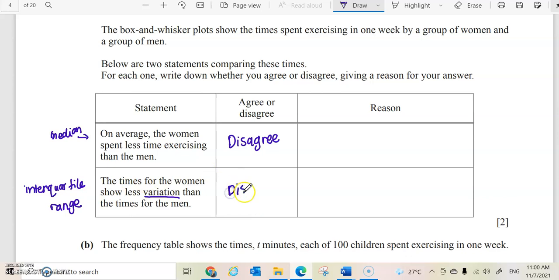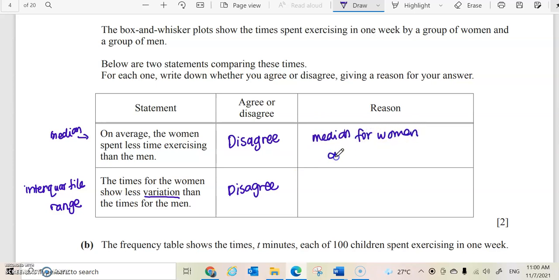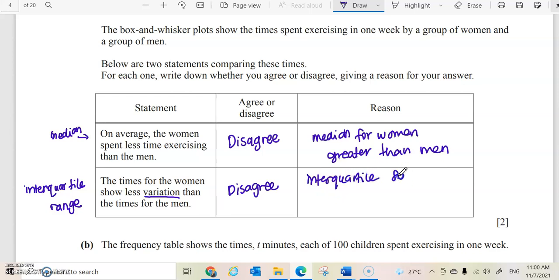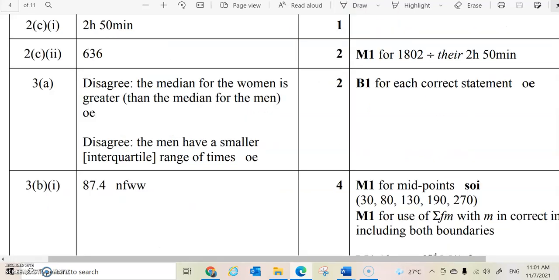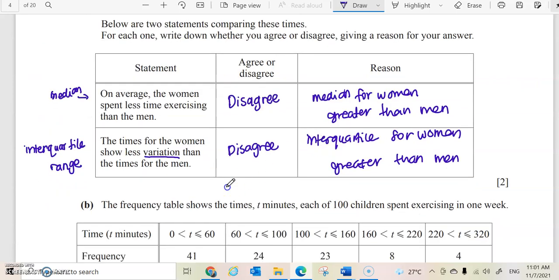So, we disagree. Once again, we disagree. Okay. Median greater for women, greater than men. Okay. And then this one also interquartile range for women is greater than men. Okay. So, mana-mana explanation yang berlogik kita akan terima lah, mana berkaitan. Okay. So, this one, the men have a smaller range of times or smaller interquartile range. Range pun kita boleh guna juga.